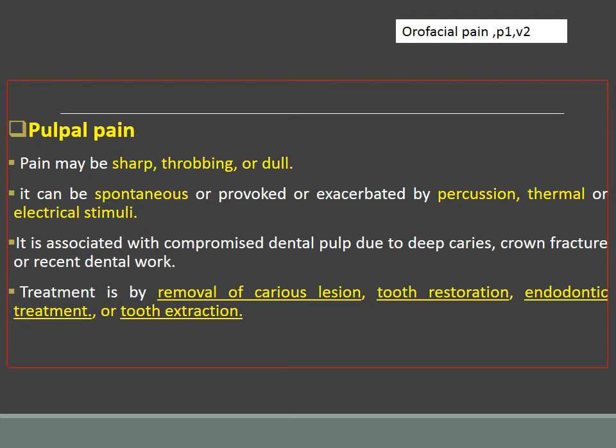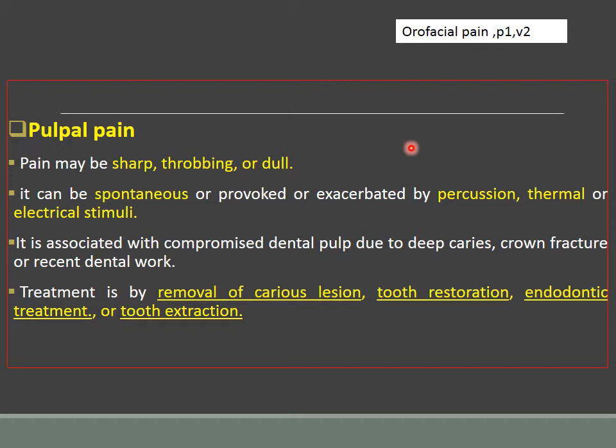As I told you before, the origin of the dental pain could be from the pulp, so they call it pulpal pain. Pulpal pain is caused by acute pulpitis or chronic pulpitis or local hyperemia of the pulp. In general, pain of the pulp may be sharp, throbbing or dull. It can be spontaneous, meaning it comes suddenly, or provoked or exacerbated by percussion, thermal or electrical stimulus.